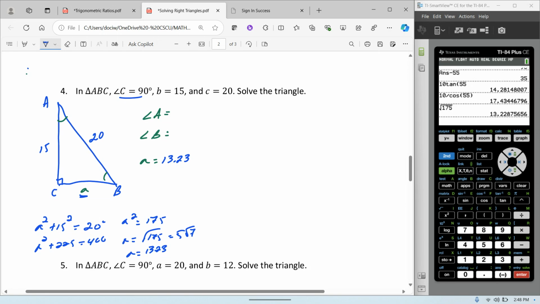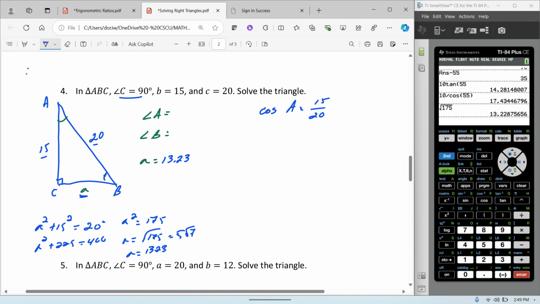The next thing I would do is decide if I want to find angle A or angle B first. If I want to find angle A, notice that I have the adjacent leg and the hypotenuse. So I would say that the sine of angle A is adjacent over hypotenuse. Oops, I'm sorry, that's wrong. That's not sine. That would be cosine of A. Glad you caught me. Cosine of A is adjacent over hypotenuse.